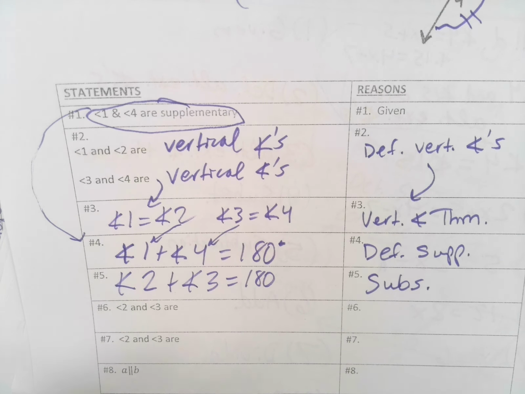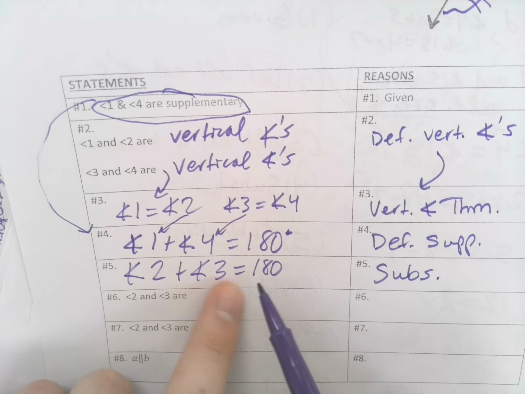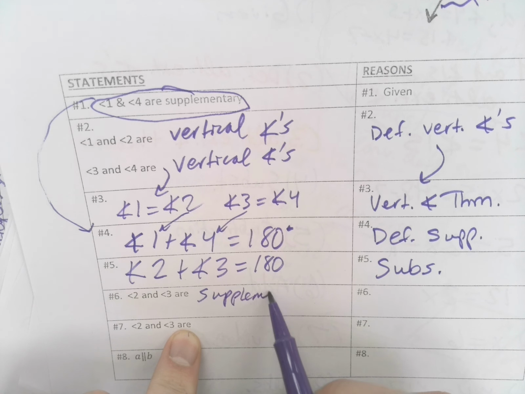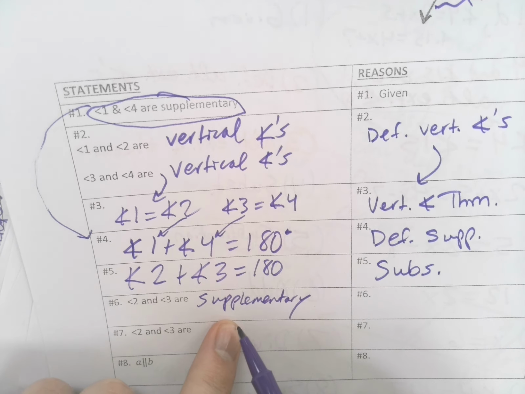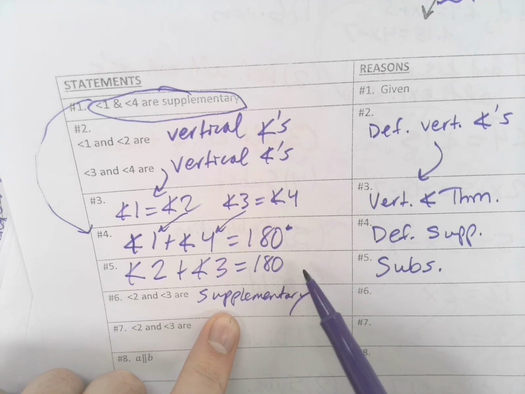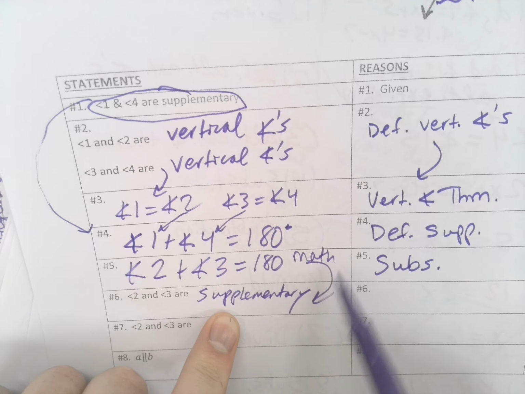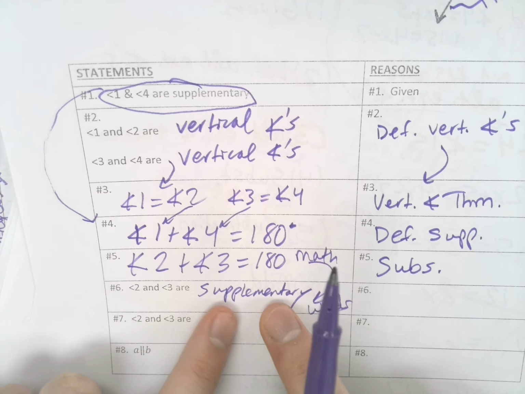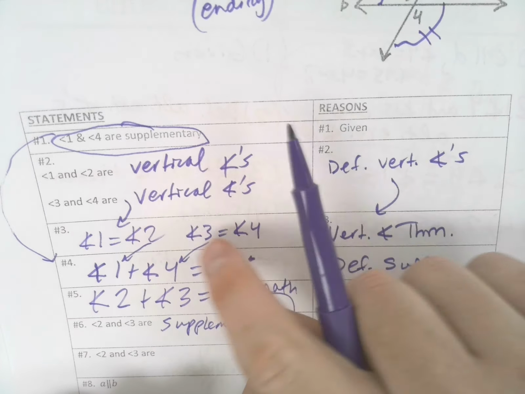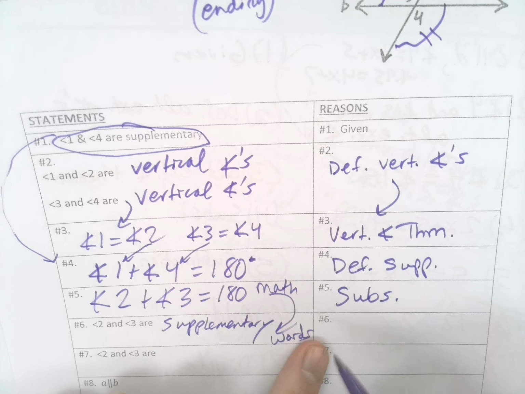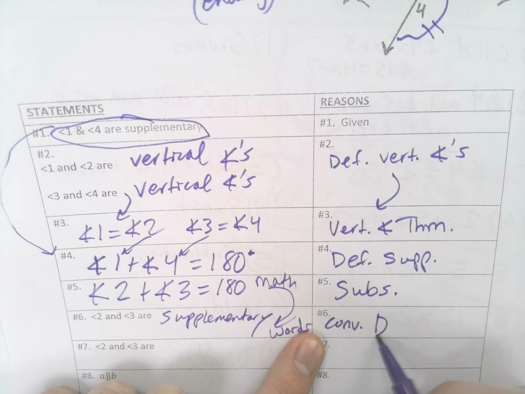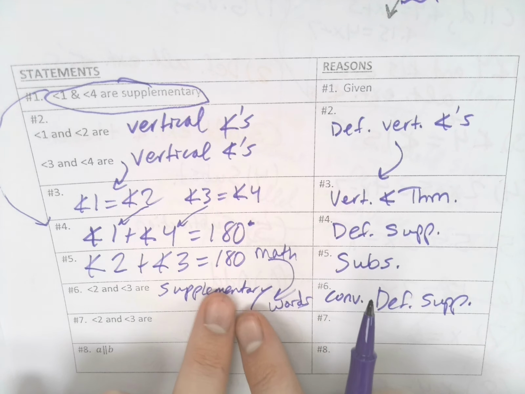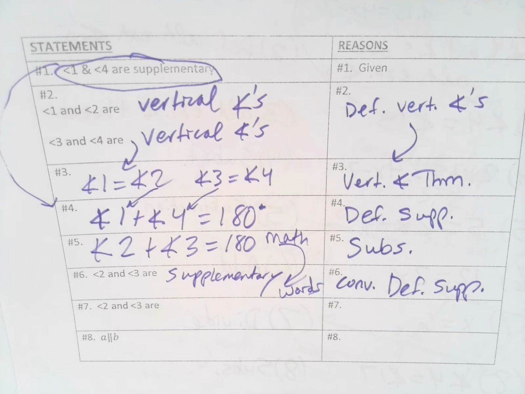And so what can we say now? Well, if 2 plus 3 is 180, wouldn't that mean these are supplementary? Oh, shoot. But what helped us get that? We had math to words. This adding up to 180 ended up leading to our statement. So if it's math to words instead of words to math, this isn't going to be the definition, it's going to be the converse definition. Let's go, guys, let's go. Math to words means we got the converse definition.